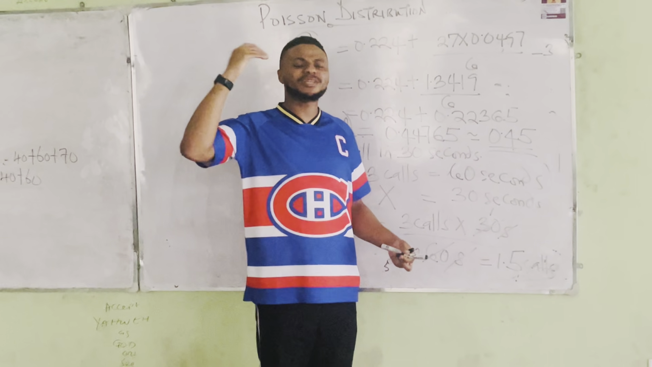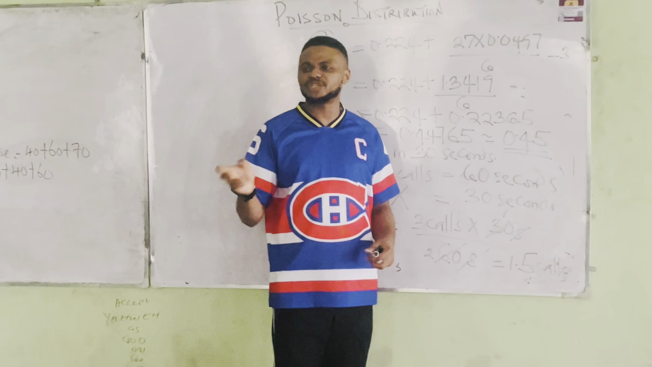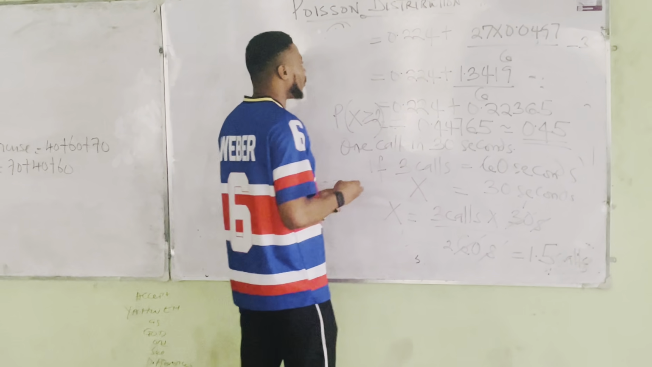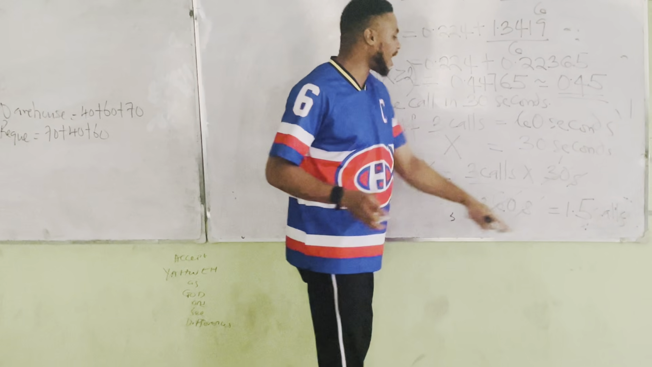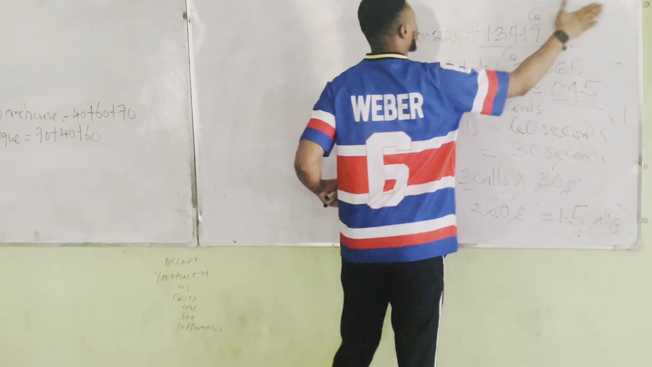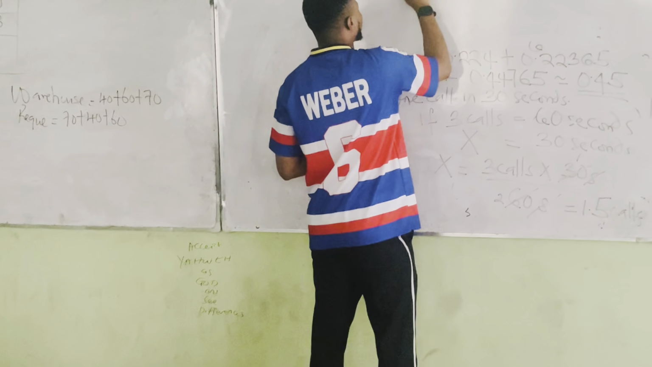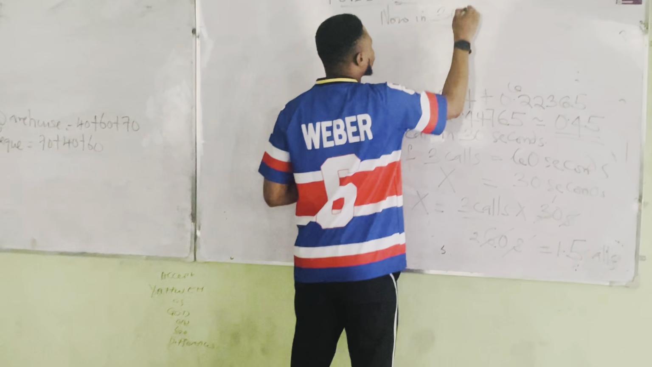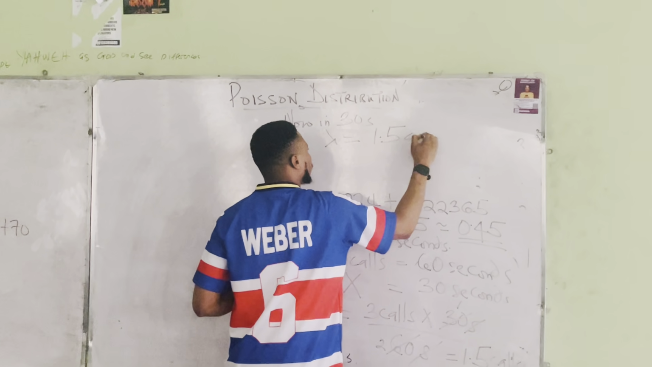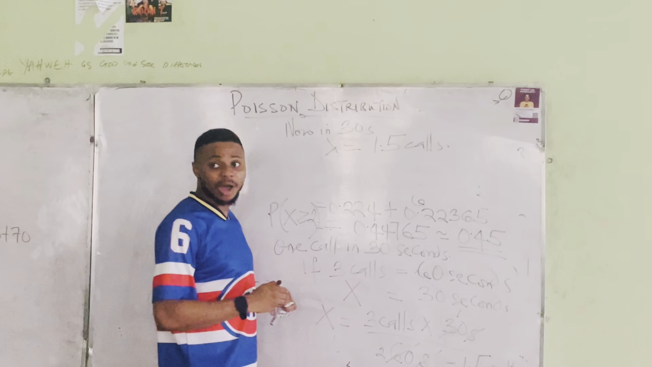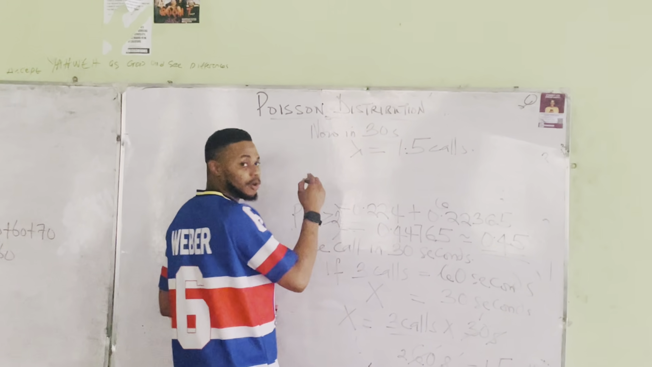So in subsequent cases where we have questions, we will not just be doing our stuff based on assumptions. Alright, let's quickly solve this. So it means that we have gotten a new lambda to be 1.5 calls. So now, in 30 seconds, lambda is equal to 1.5 calls. So now we are solving for 1 call in 30 seconds.